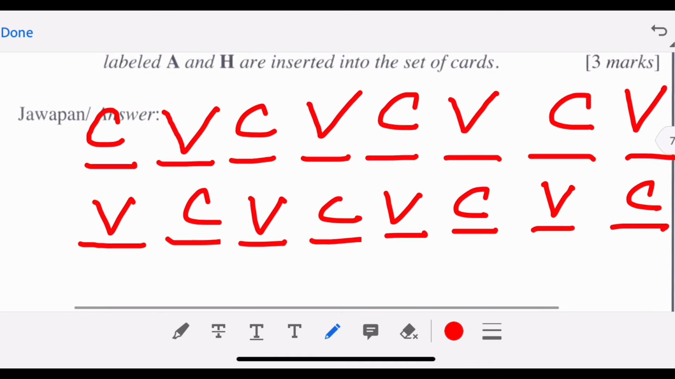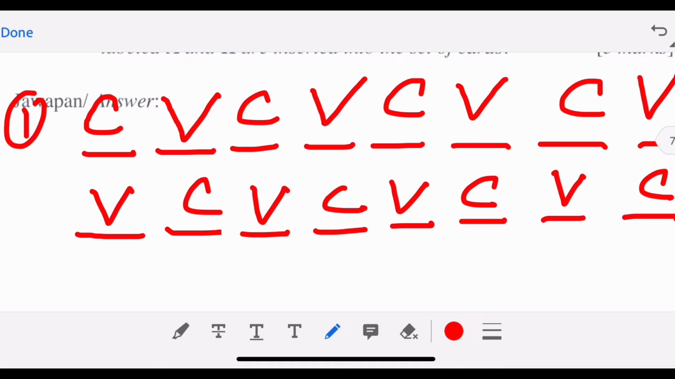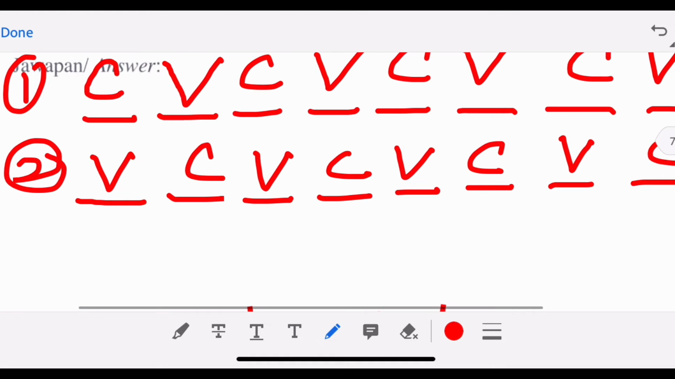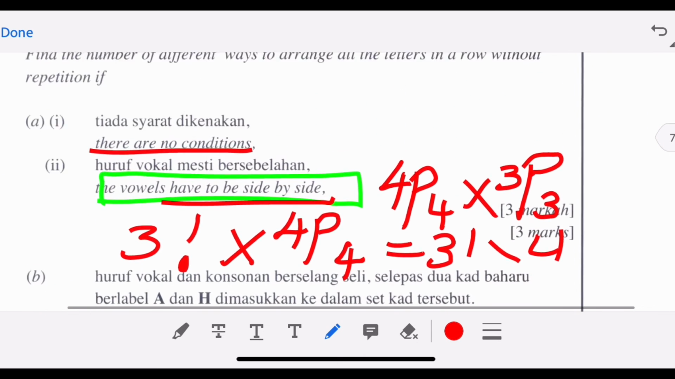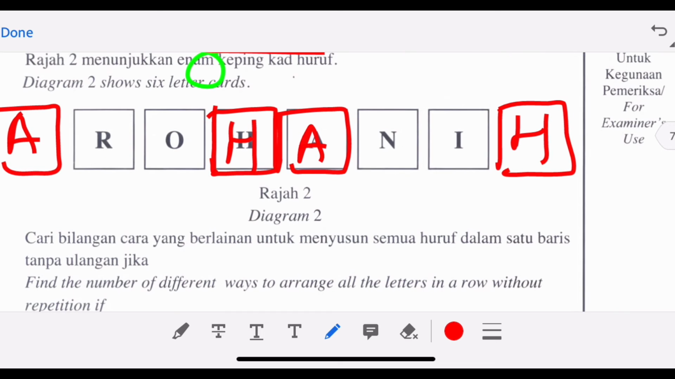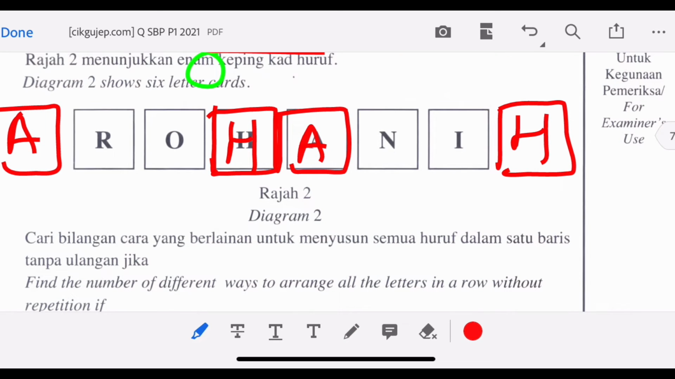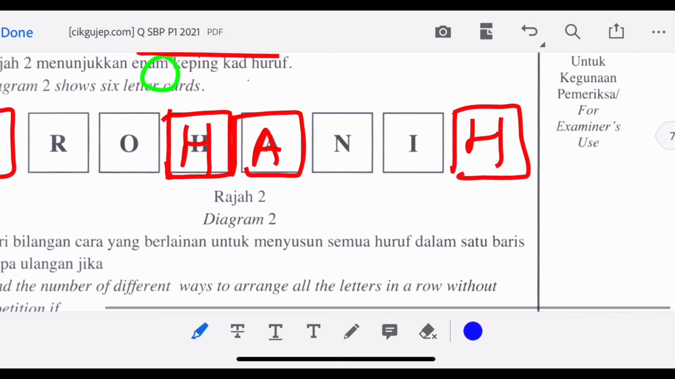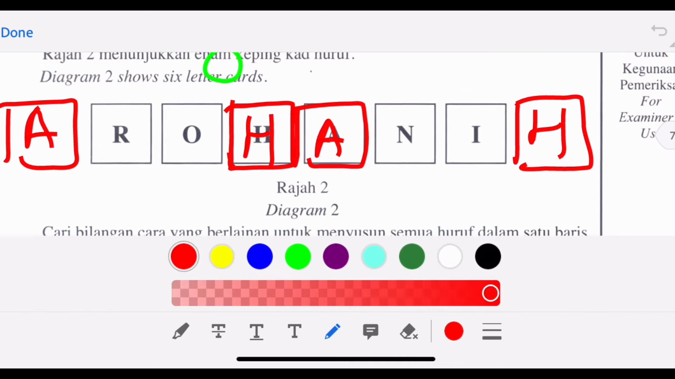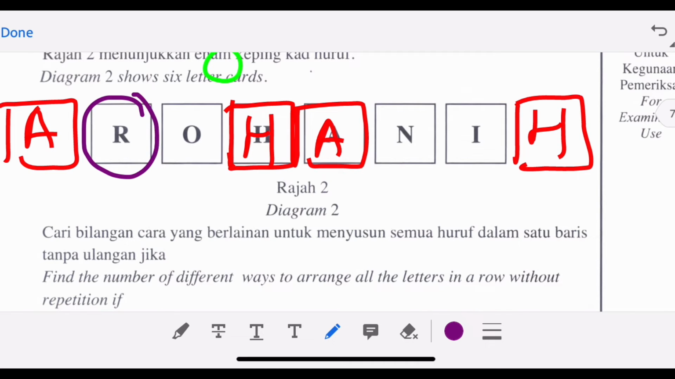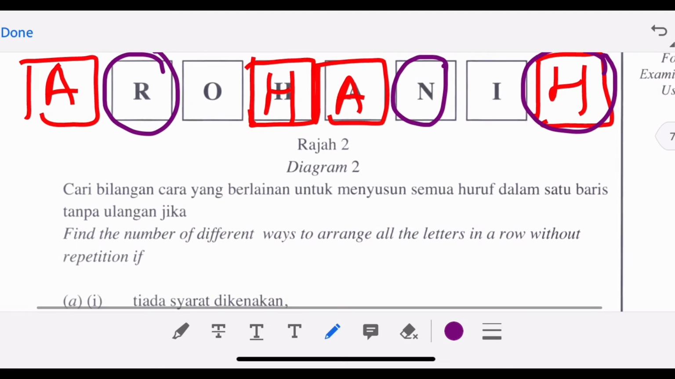So let's start from the first one. For the first one, how many ways? How many consonants do we have? Let me highlight the consonants in blue. We have R, right? R is a consonant. I use purple. We have N, and then we have the H. So that means we have 3 consonants, R, N and H.